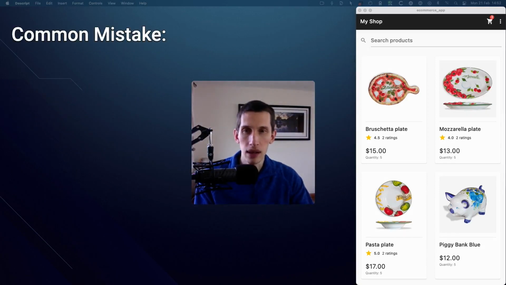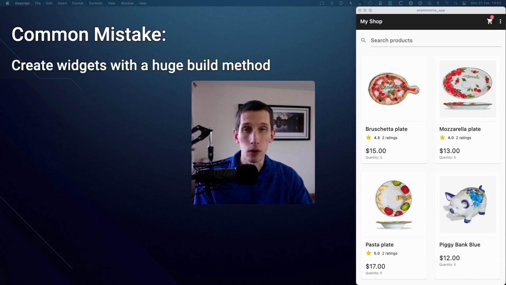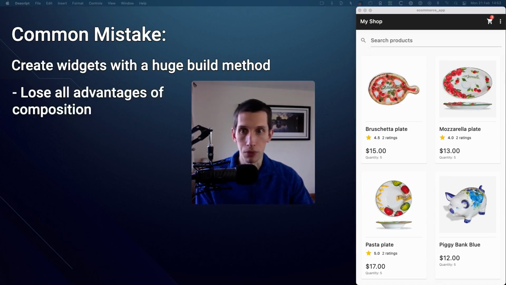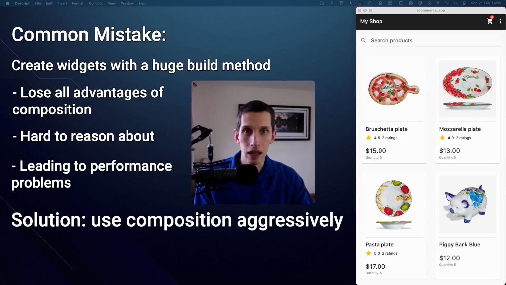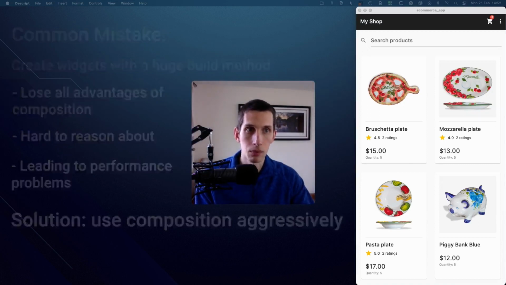And one big mistake that I often see people do is to create massive widgets with a huge build method. And by doing that, they lose all the advantages of composition and create widgets that are too big, making them hard to reason about and potentially lead to performance problems. Instead, what I'd like to suggest is that when we build our own apps, composition is key, and we should think of each widget that we show on screen as a standalone component that has its own widget class.